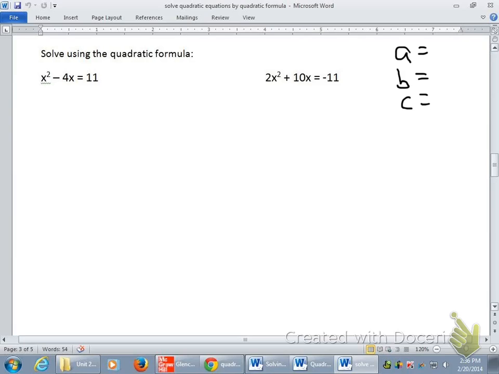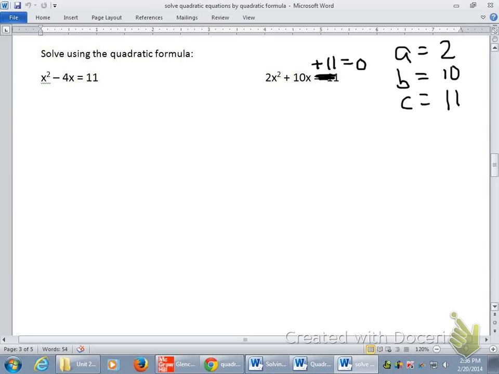All right, looking at that second problem, can you tell me A, B, and C? A is 2, B is 10, and C is what? Okay, C is positive 11. How do I know it's positive 11? All right, because this is not equal to 0, so most of you in your head have already changed this to add 11 equals 0. All right, so now I'm good.